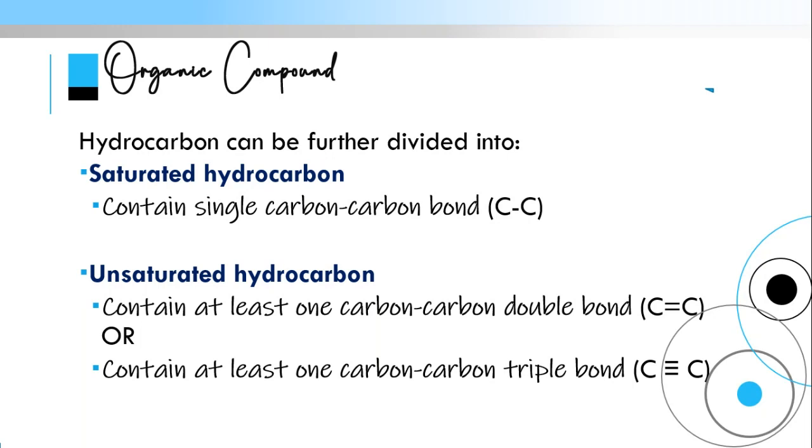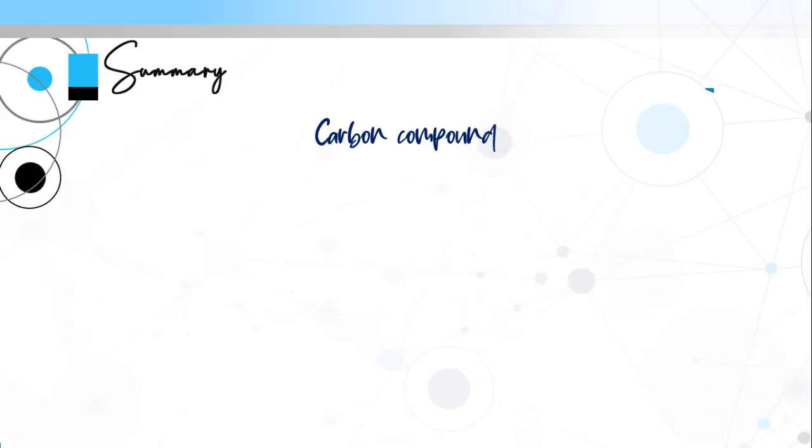So this applies for the hydrocarbon. For the hydrocarbon, if they have a multiple bond, at least one. Why is this at least one? Because you can have more than one in the compound, right? So basically, this is the subcategory under hydrocarbon. Okay, you can see that if you want to summarize what we covered so far.